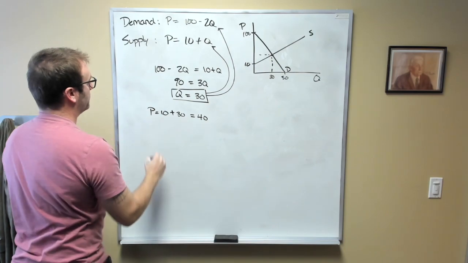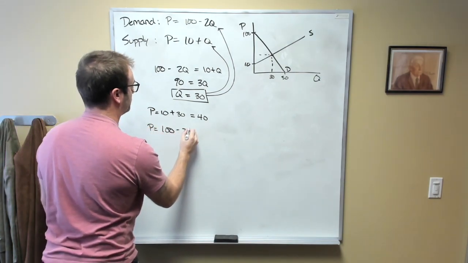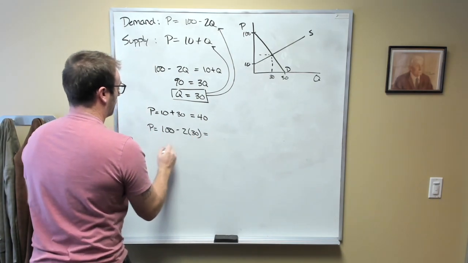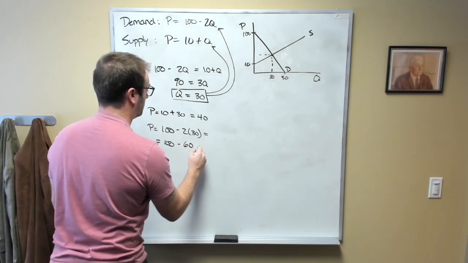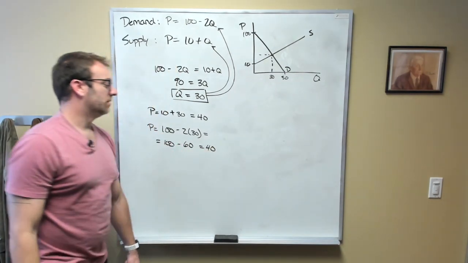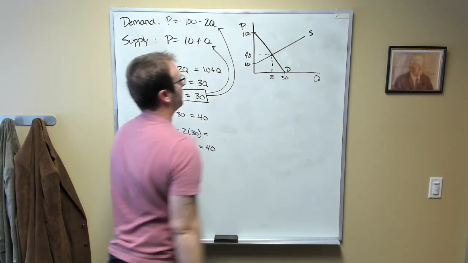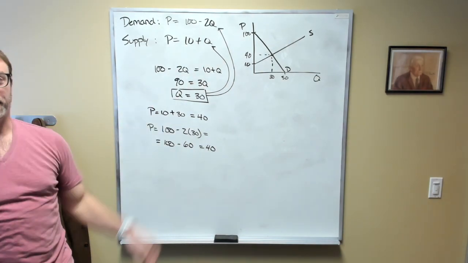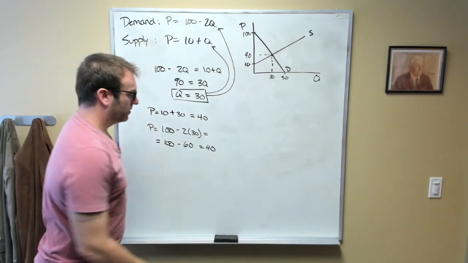The other one up here is still easy. P is equal to 100 minus 2 times the quantity 30. And that's equal to 100 minus 60. And that's also equal to 40. Okay, so here we can be pretty confident that at our equilibrium, the price is 40 and the quantity is 30. Okay, so let's go on to question 2.